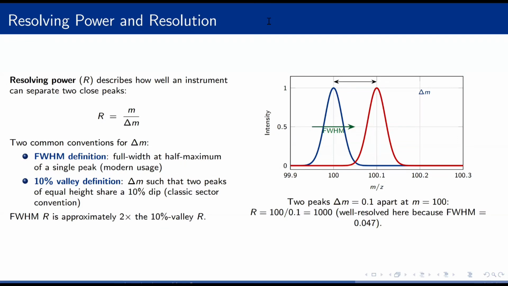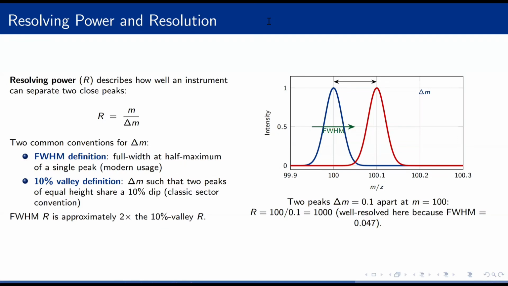The graph on the right shows two Gaussian peaks at mass to charge ratio 100 and 100.1. Their full width at half maximum is about 0.047, so their R is about 100 over 0.047, which is around 2000.